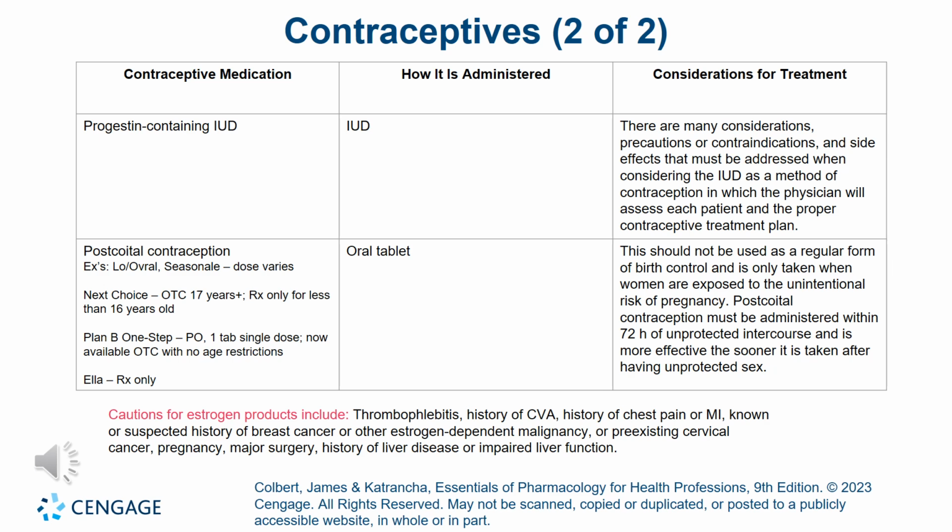Some cautions for estrogen products include thrombophlebitis, history of cerebrovascular accident, history of chest pain or myocardial infarction, known or suspected history of breast cancer or other estrogen-dependent malignancy, or pre-existing cervical cancer, pregnancy, major surgery, history of liver disease, or impaired liver function.